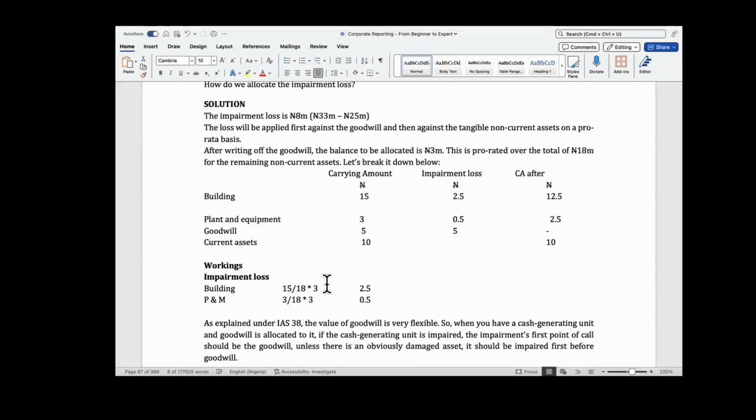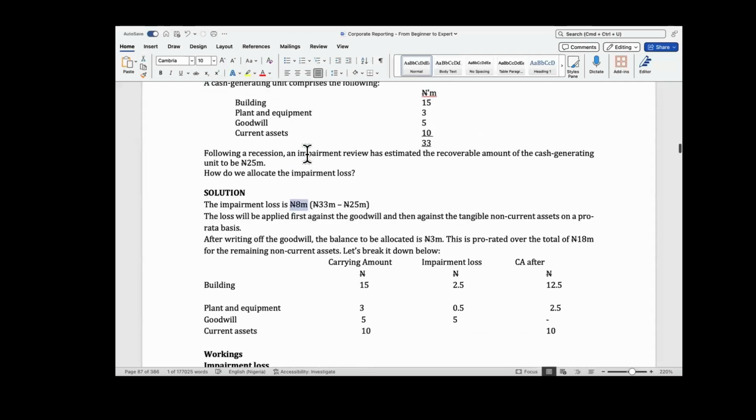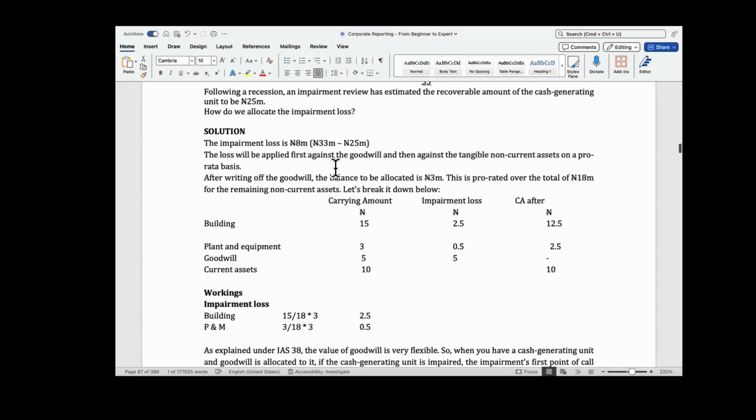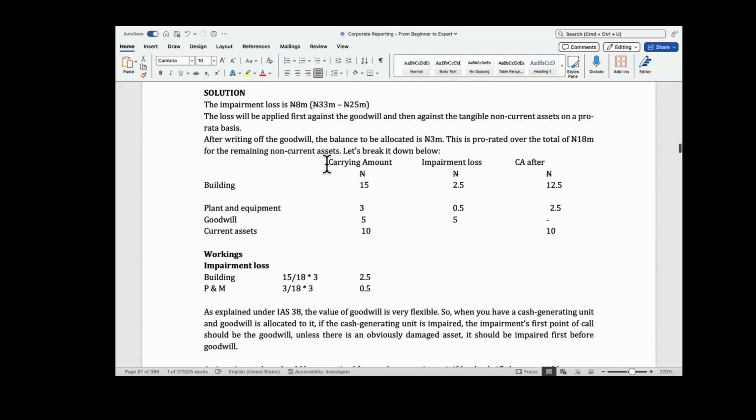So let's start with this simple question. Here we have gotten an impairment loss of 8 million. And in this question, we don't have damaged assets, but we have goodwill. Okay, so this is how you would do the allocation. So we have the book value.